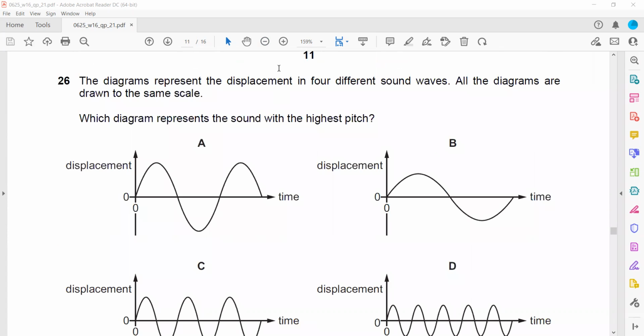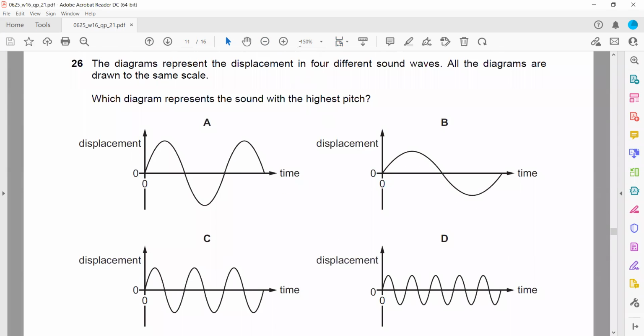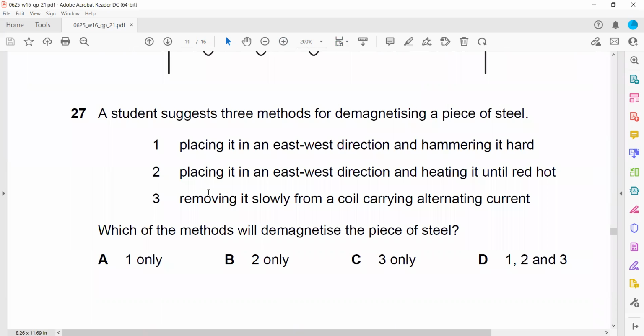The diagram represents the displacement of 4 different waves. Which diagram shows the highest pitch? Pitch means the number of waves. Frequency and pitch have the same meaning. The number of waves per second is the pitch. So which has the highest pitch? D has more waves per second compared to any other. The number of waves per second is the pitch, and the intensity, the loudness, refers to amplitude.